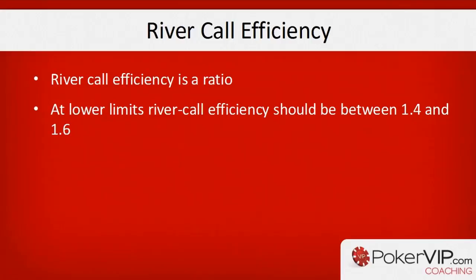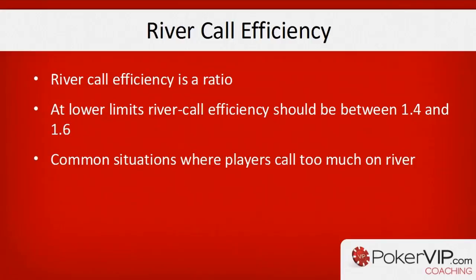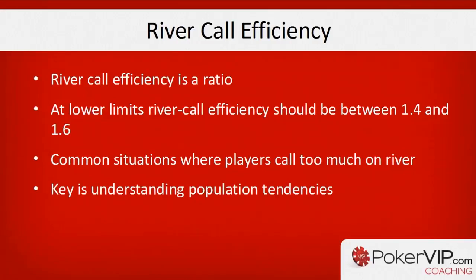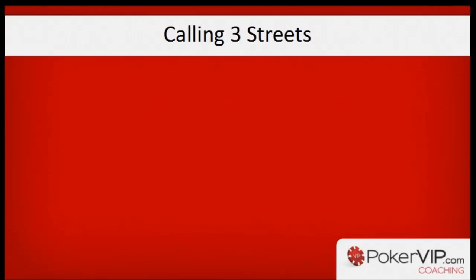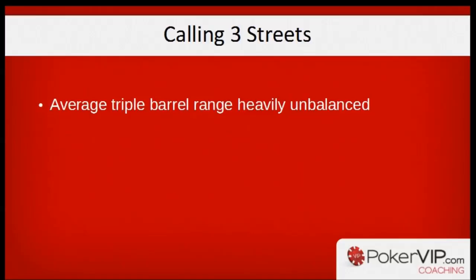So if you find your river call efficiency is below 1.4, then this video is going to be for you. We're going to be looking at some common situations where players call too much on the river. And the most important factor in fixing this problem is understanding what the population tendencies are at your limits on the river. So we'll look at two main situations where we should be able to make exploitative decisions at the lower limits. The first is facing a 3-barrel.